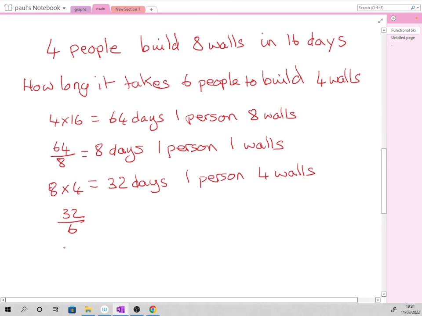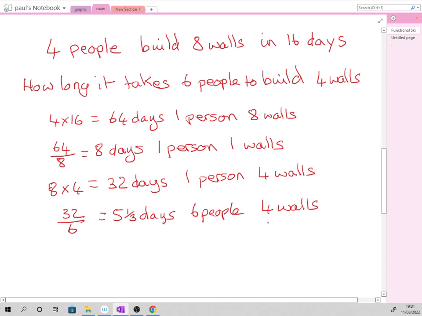Reach for the calculator now. 32 divided by 6. Ooh, awkward number. 5 and a third days. It will take 6 people 5 and a third days to build 4 walls.